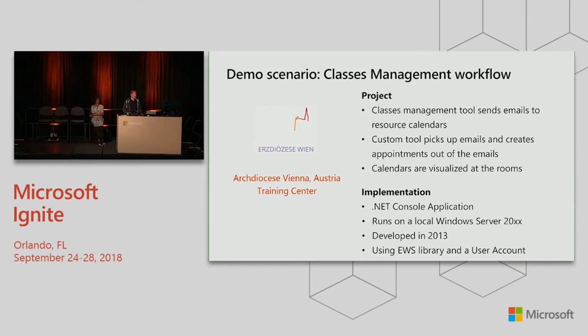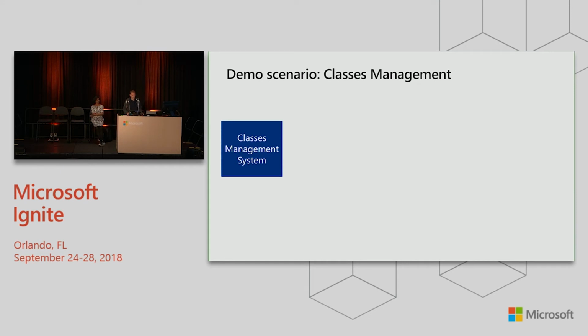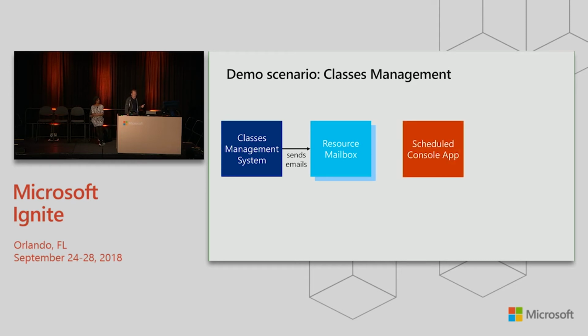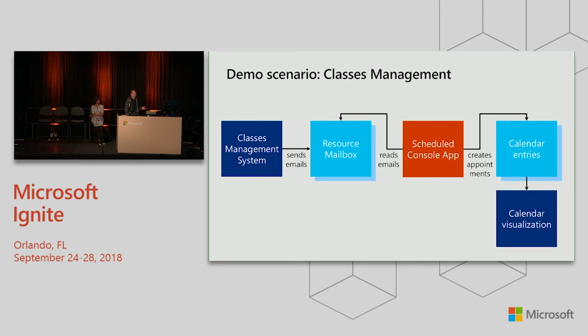And it's a .NET console application. And I will show you what the functionality of that is. So we have an external system which sends the data. Okay, we have a class, we have a seminar on a specific date in a specific room. It sends that as an email to a resource mailbox. Then there comes our application. It's a console application using EWS, and it creates calendar entries. And these calendar entries then are visualized with another tool, which is not part of our project here. But I want to show you how we solved that and how to modernize that.